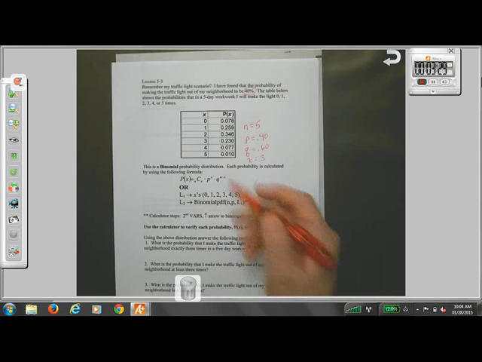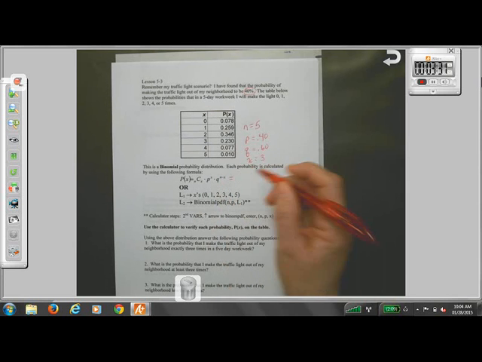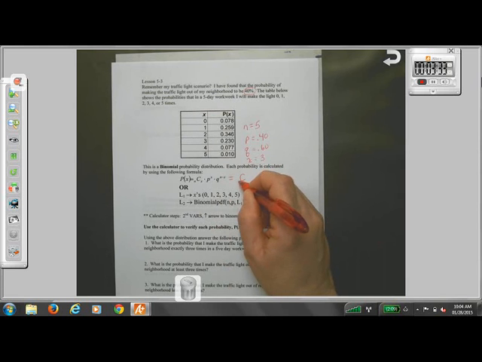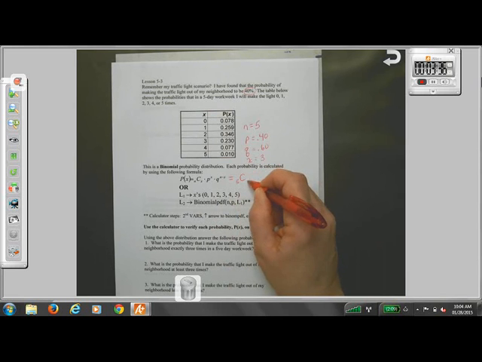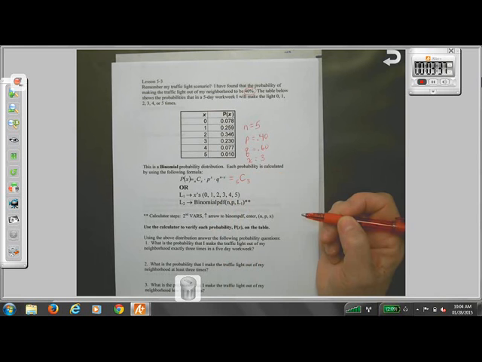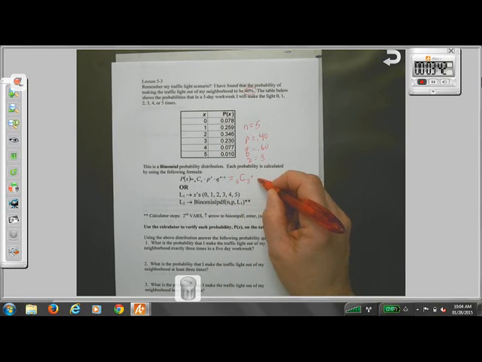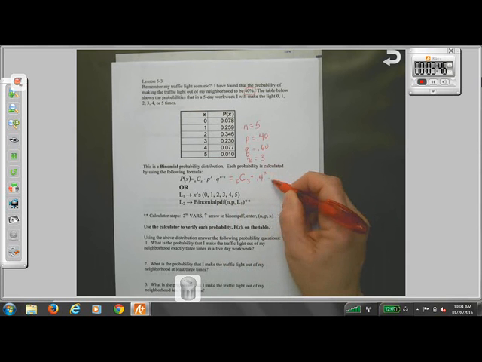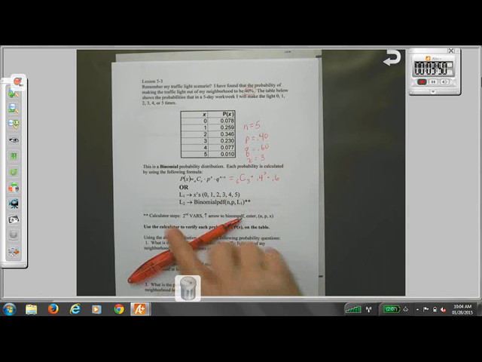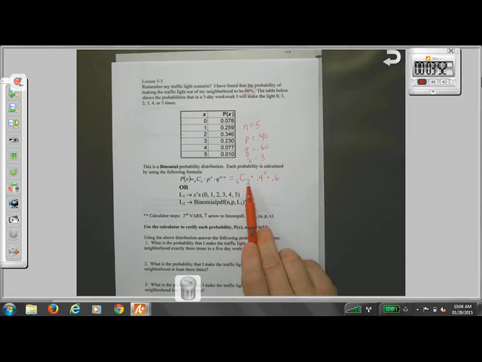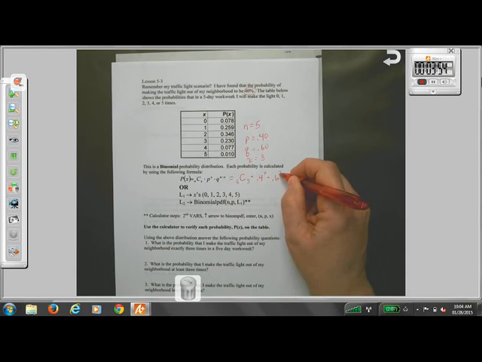Okay, so let me write out what that looks like. All right, so we have a combination of n things taken x at a time, which is 3. So we have a combination 5C3. We're multiplying that by 0.4 raised to the 3rd power and multiplying that by 0.6 raised to the n minus x, which is 5 minus 3, or 2nd power.